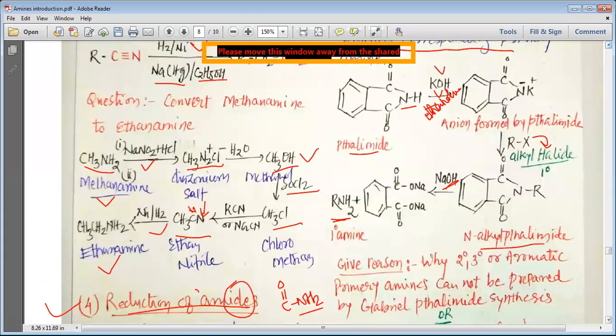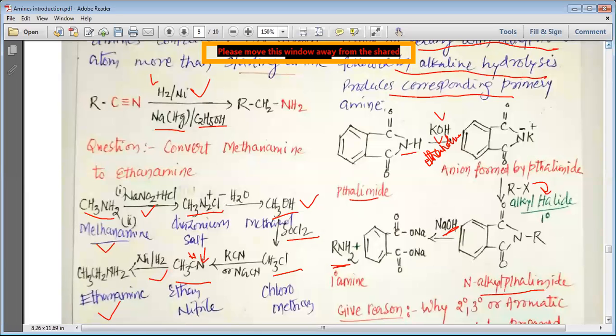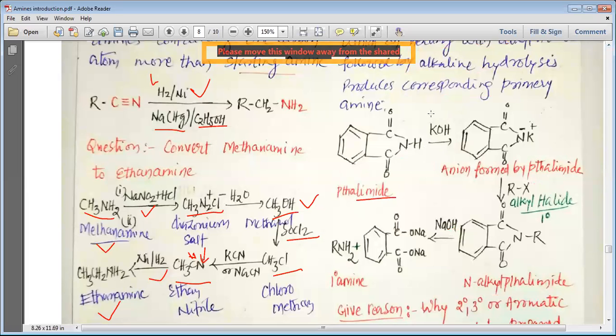So my dear students, once again, this is a very simple process to understand. Phthalimide first reacts with ethanolic KOH to give the anion. You can see the negative charge on nitrogen. This anion formed by the phthalimide in ethanolic KOH is allowed to react with the alkyl halide, and then we go for the alkaline hydrolysis, that is, the hydrolysis in the presence of the base. So we get the primary amine in this reaction.